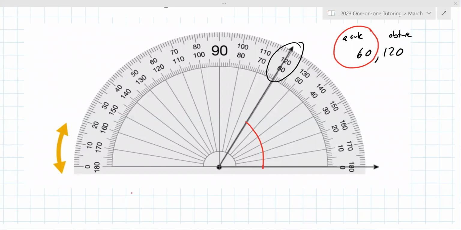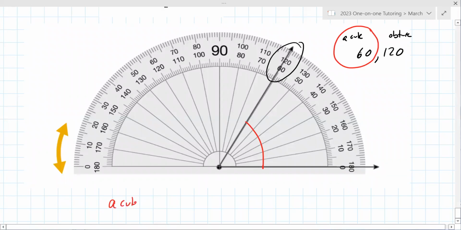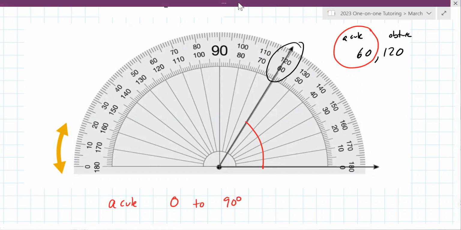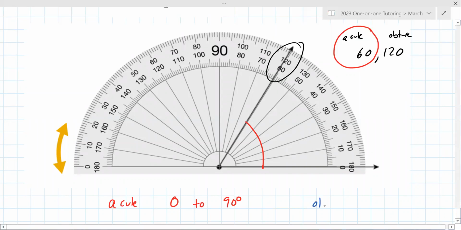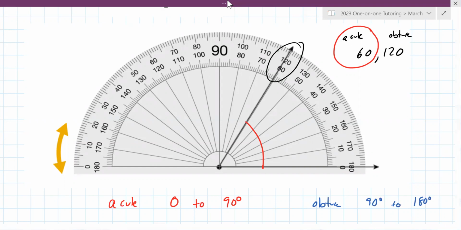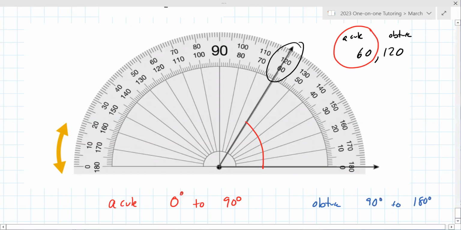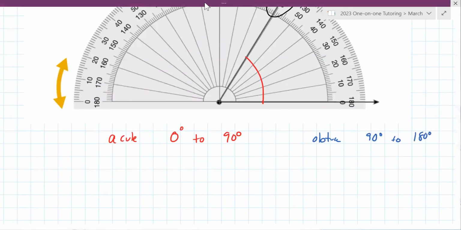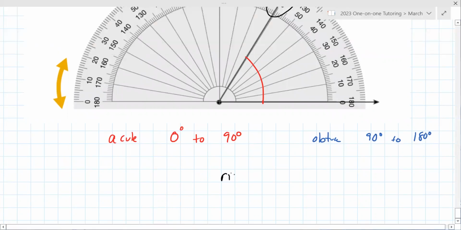So acute means that it's between 0 to 90 degrees. I think that's what you're asking. And obtuse is 90 degrees to 180 degrees. Do you remember what a right angle is in terms of its degree measure? 90 degrees, good.